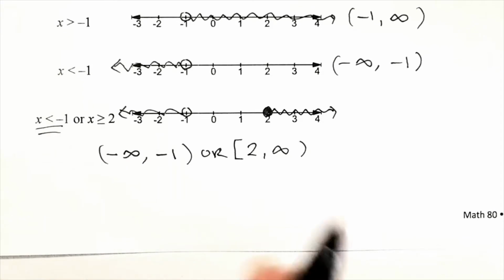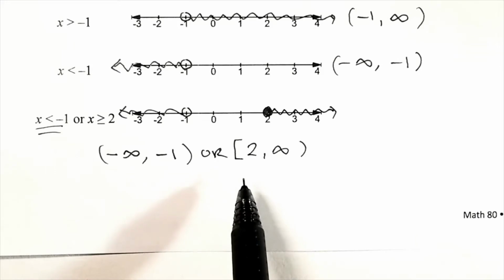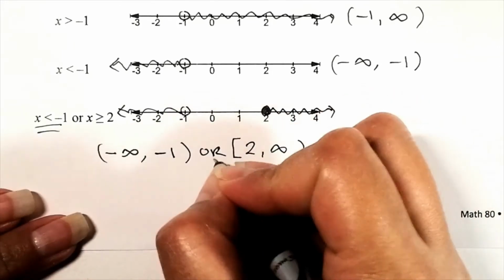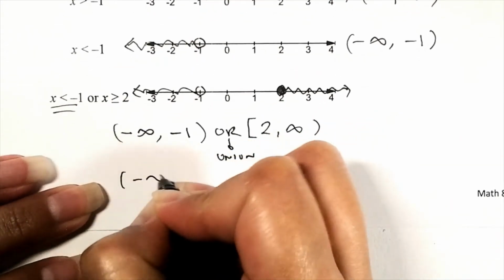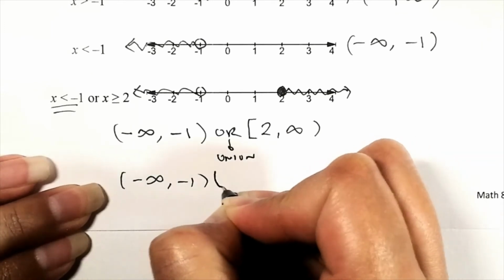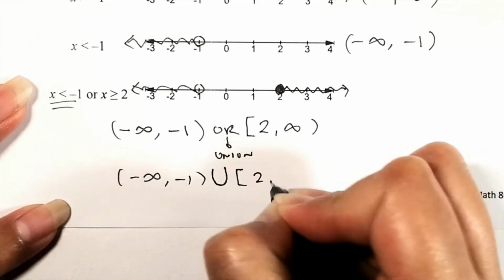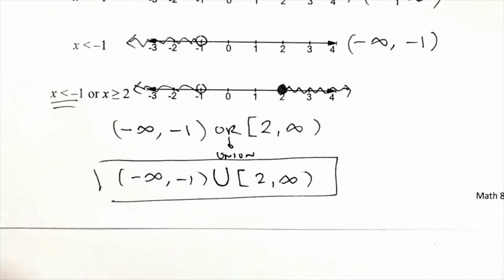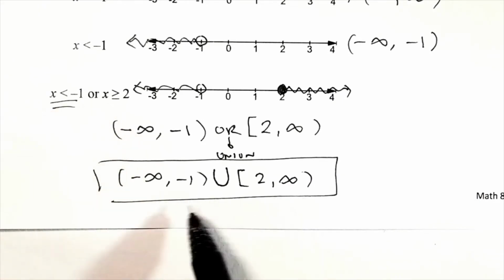But when it comes to expressing the solutions in interval notation, if you have more than one interval, the word or doesn't fly. You're going to have to replace it with the union symbol. So we have the union of these two intervals. It's just like a U. This is what I would like to see. If you don't have interval notation, then you write the word, and if you have interval notation, you write the union symbol. Fantastic.